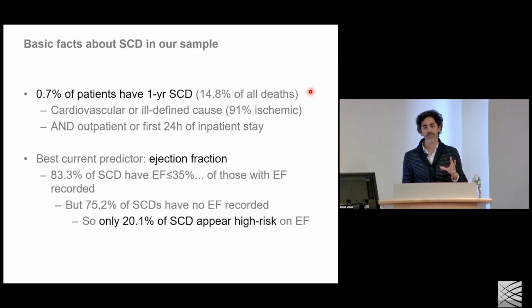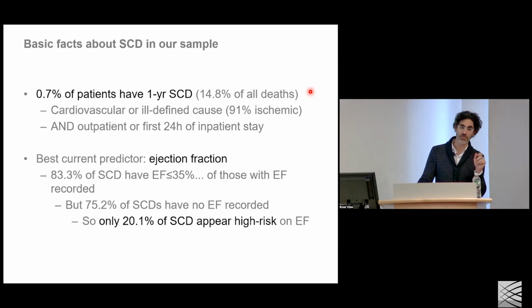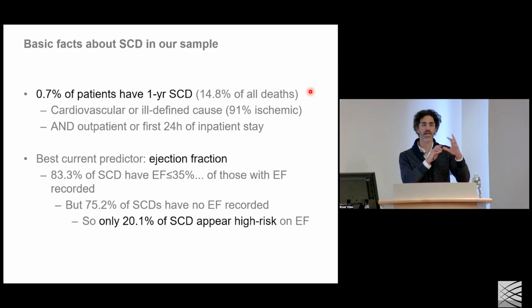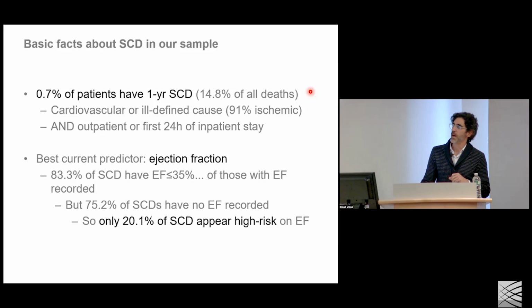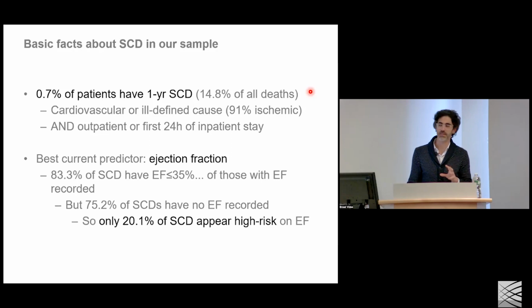For context, the best current predictor, the thing that most doctors use clinically, is called ejection fraction. You get a cardiac ultrasound and try to quantify the percent squeeze. So comparing the heart when it's not squeezing to squeezing, what's the fraction? And the lower that goes, the higher the risk goes. That's thought to be a proxy for lots of scarring and problems in the heart muscle, a setup for these arrhythmias to form. So this is the current state of the art for predicting sudden cardiac death.